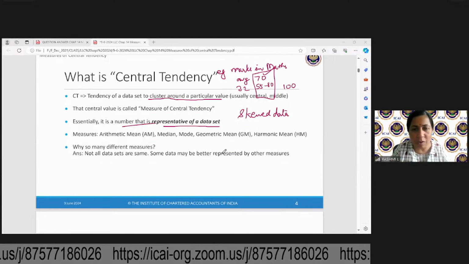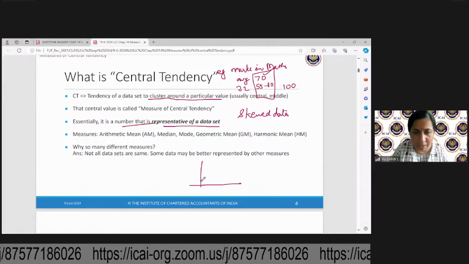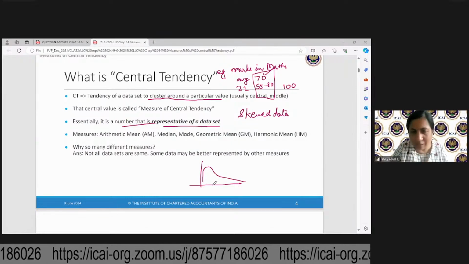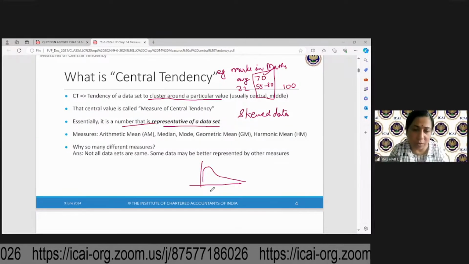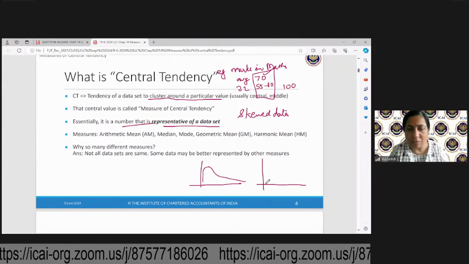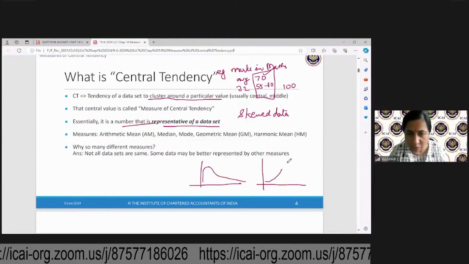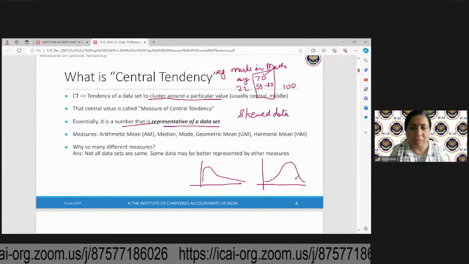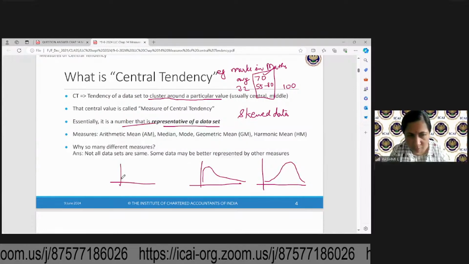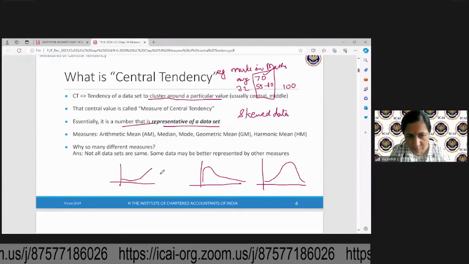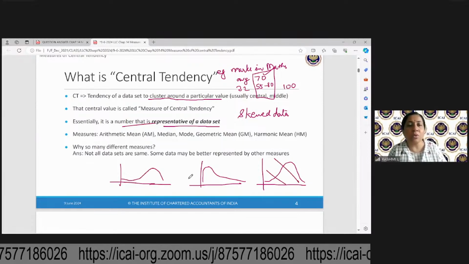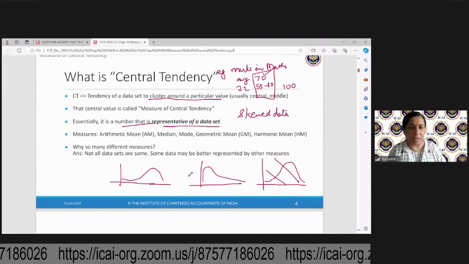Okay, so your data may be something like this, where the value of x is higher or lower, and then it tapers down. Or you may even have low values and then you will have this. So I should draw it more like this shape, instead of this. So this is skewed data. So in that case, I should use the median.